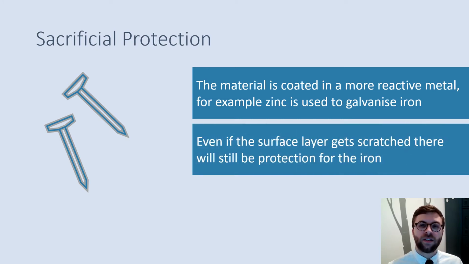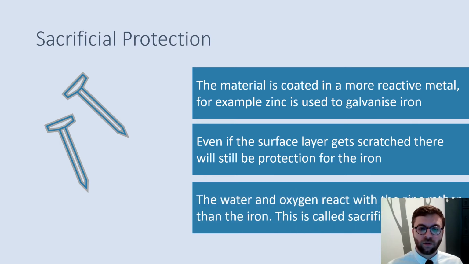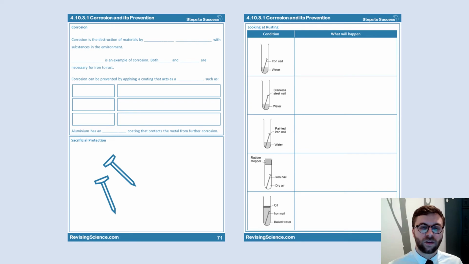What will then happen is that the zinc will react with the oxygen, preferentially protecting the iron nail, and even if the surface layer gets scratched and the iron below is exposed, the oxygen will still react with the zinc rather than the iron, protecting the structure of the nail and allowing it to perform its function. We call this sacrificial protection because we're sacrificing the zinc to protect the iron of the nail below.